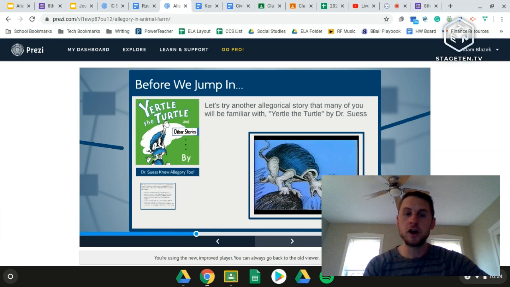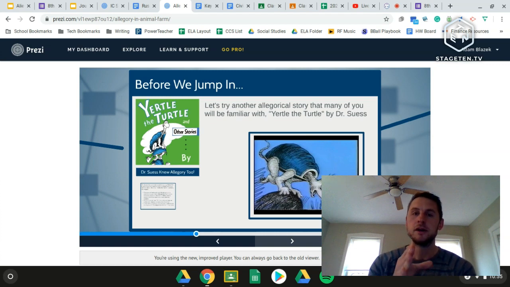So before we actually jump into reading Animal Farm, we're going to read another story, one that most of you have probably read. It is about animals, but that's just more of a coincidence. That is an allegory, and that is Yertle the Turtle by Dr. Seuss. And so I'm not going to play it here. That's your assignment for today.